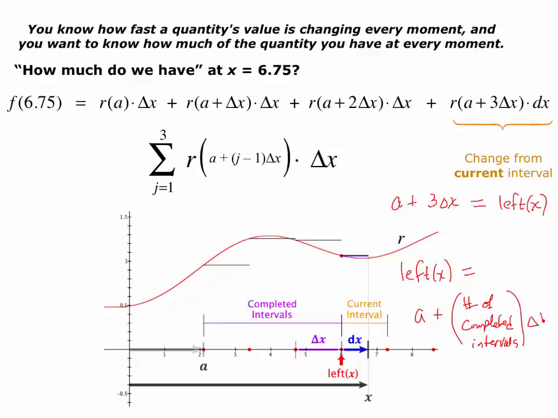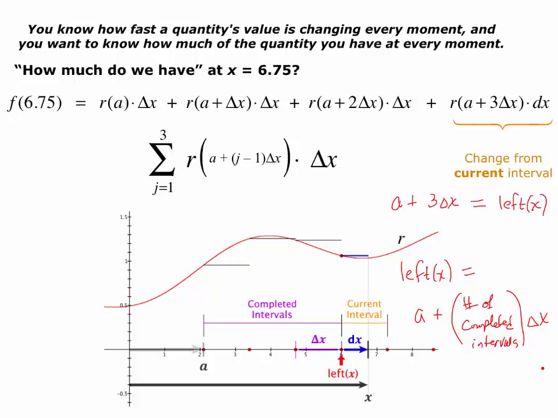Times delta x. That's what the function left x is. It's a plus the number of completed intervals times delta x. Takes you right there to that x value at the left side of the current interval. Another question? I thought that delta x was supposed to be dx.